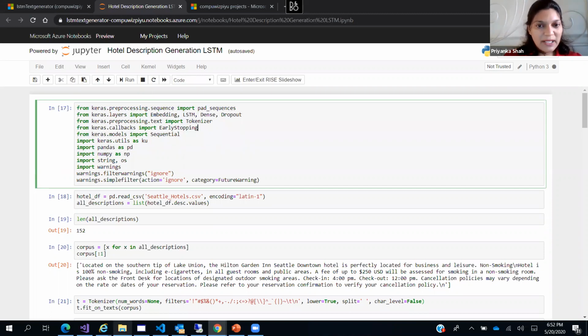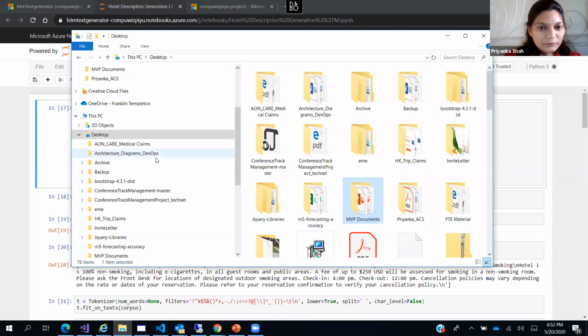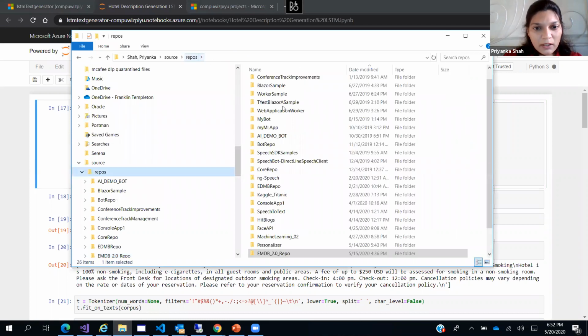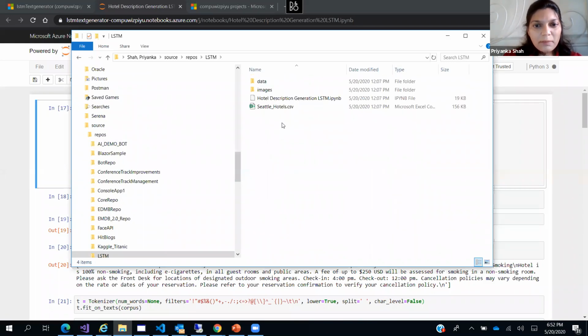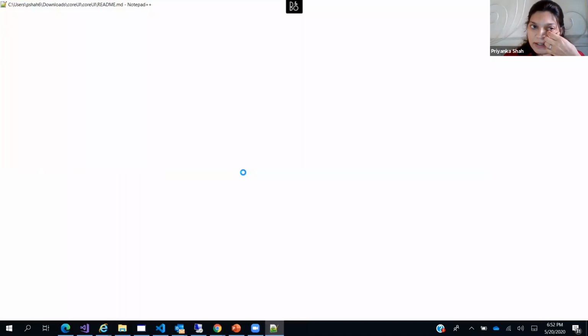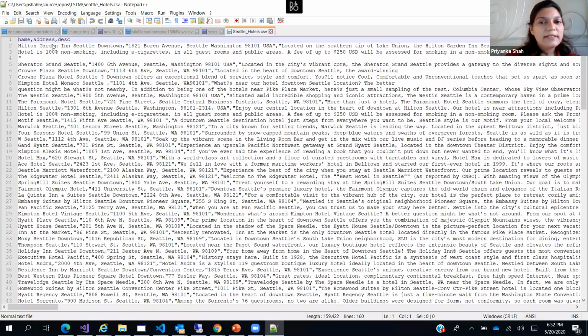So I'll just quickly show you my input data. My input data is just the names of the hotels and a description about those hotels. If you look at the name, the address and the description of the hotel, like located on the southern tip of Lake Union and so on and so forth, we are taking all this data and training on it.